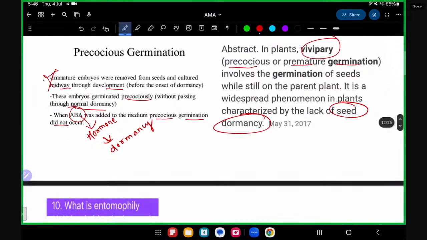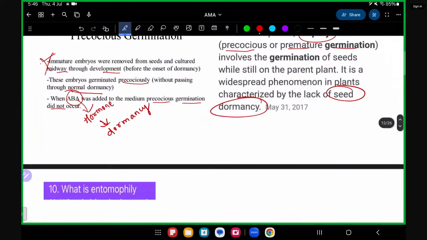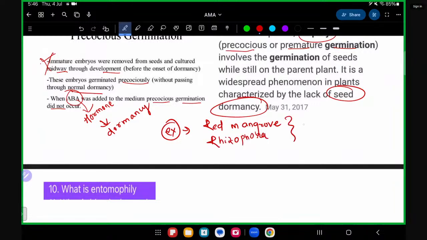Now we'll see some of the examples of precocious germination. The first one is red mangrove, the second one is Rhizophora. They skip seed dormancy.